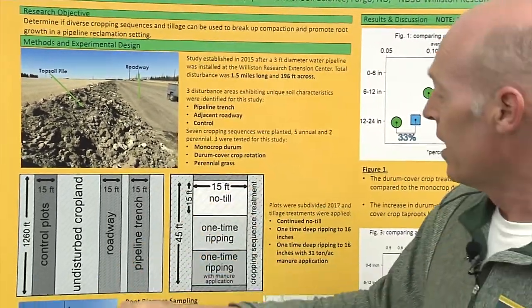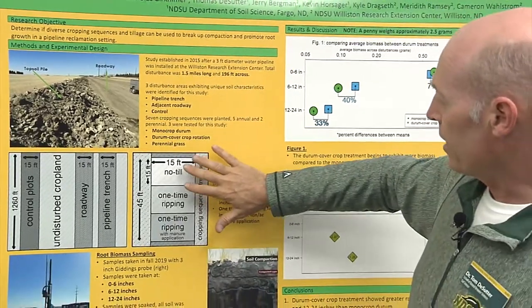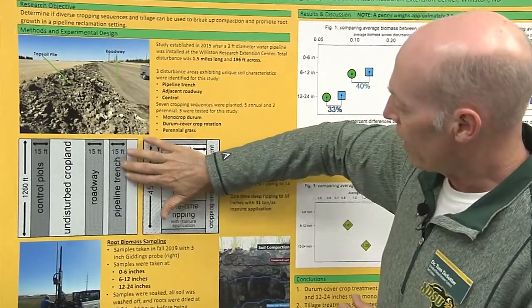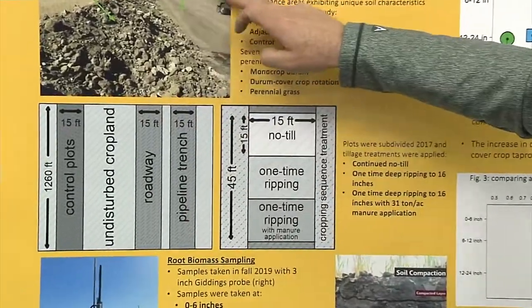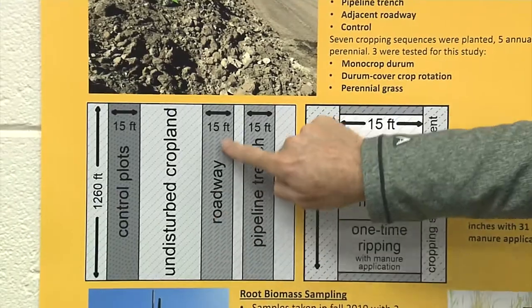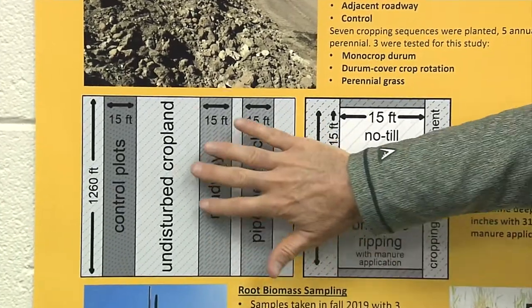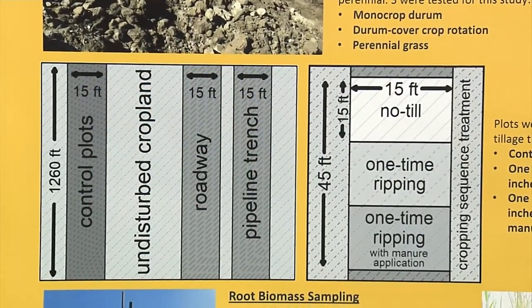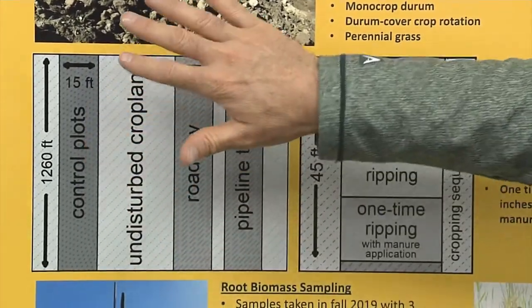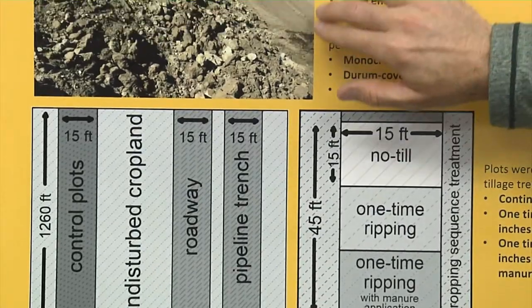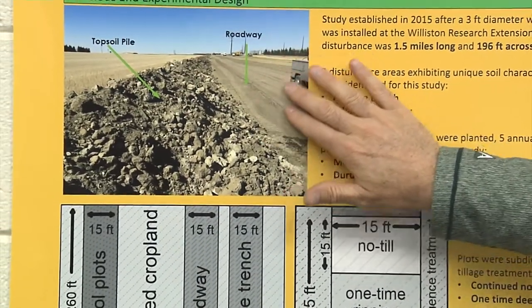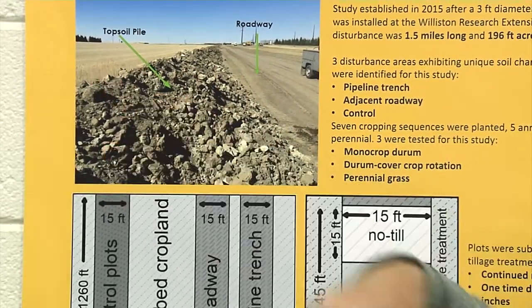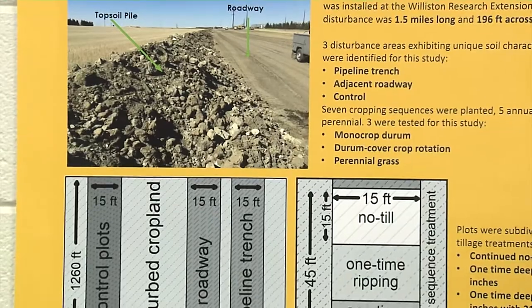So for Nick's project, which was started about 5 years ago, what we have are a pipeline trench, that's this area that I was talking about up here. We have this roadway, and we have an undisturbed cropland area, and then Nick has his control plots. And the control plots are important because what we're trying to do is determine what treatments we do here to make sure that it ends up looking like this. Because if we don't know where we started, we don't know where we're going.